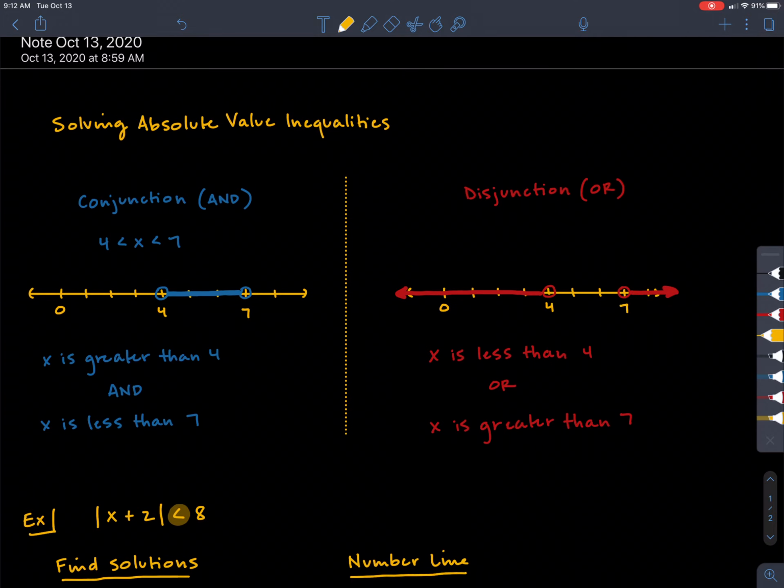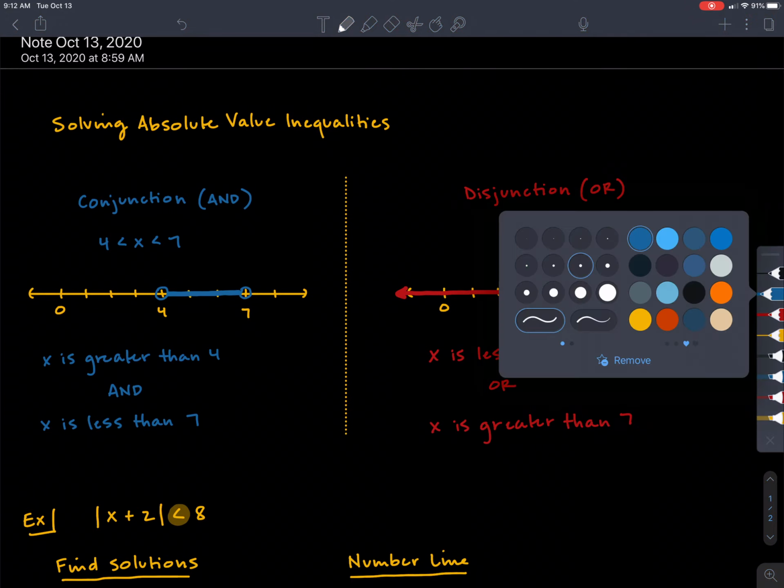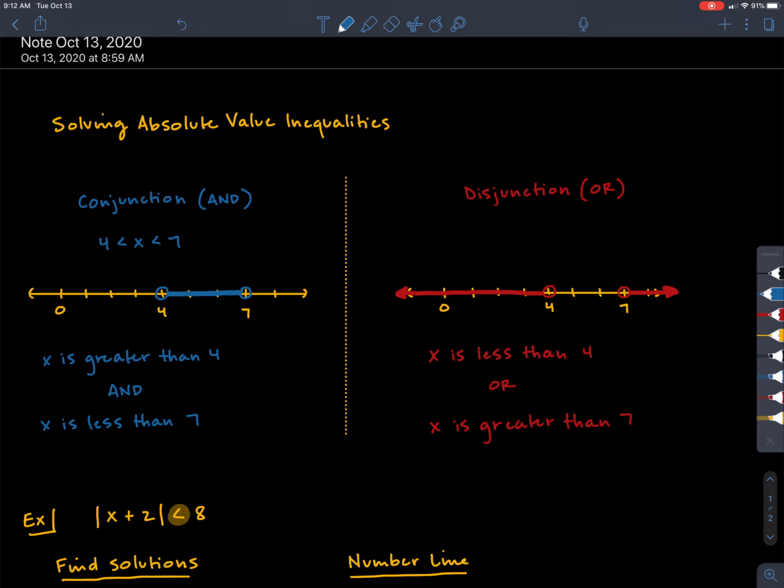Let me also reiterate that a disjunction will always be a greater than sign, and a conjunction, wow, sorry, I totally mispronounced that. A conjunction will be less than or equal to. A disjunction will always be greater than or equal to.